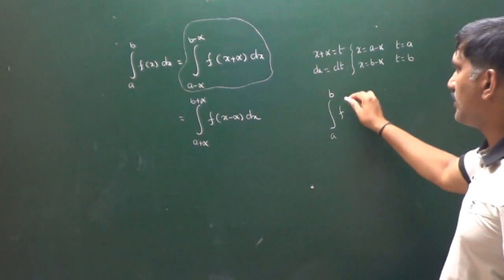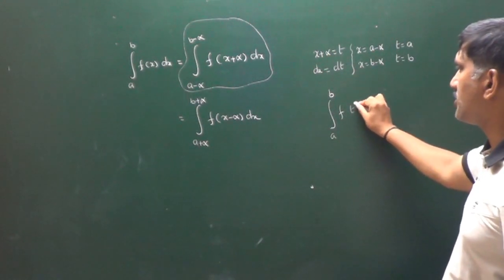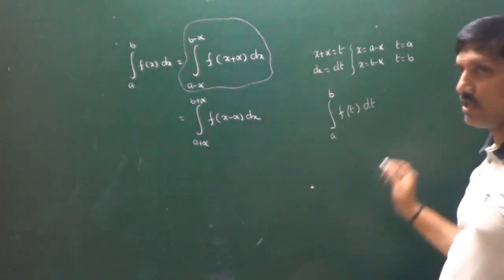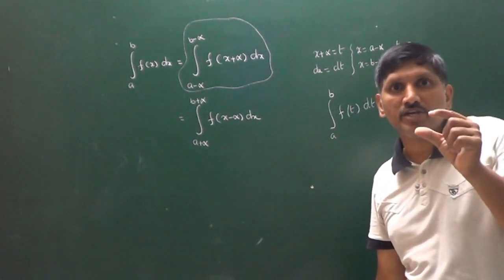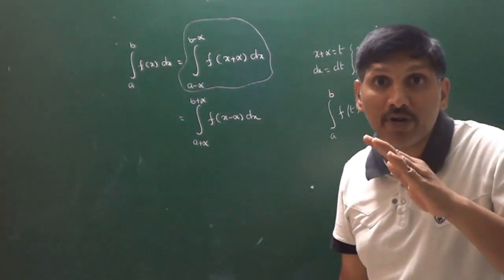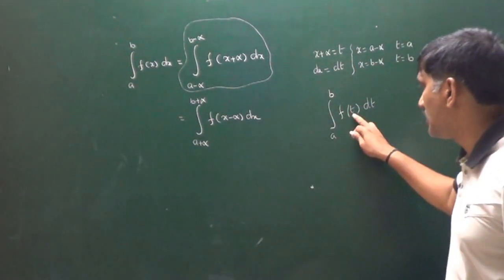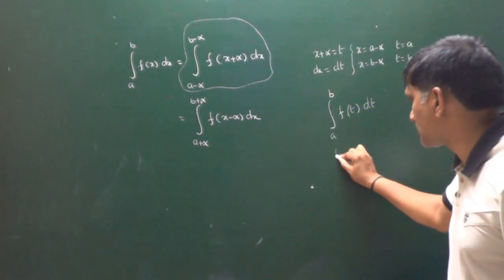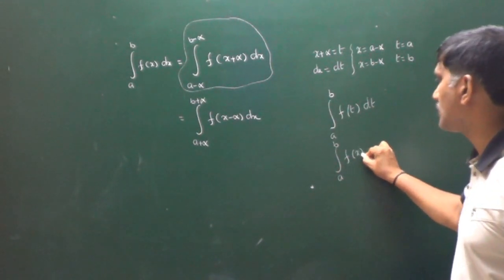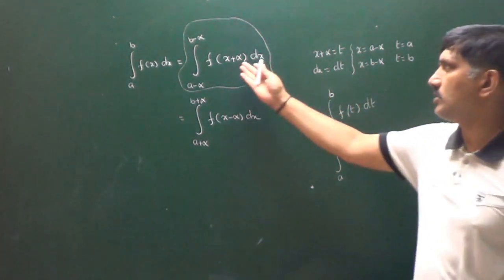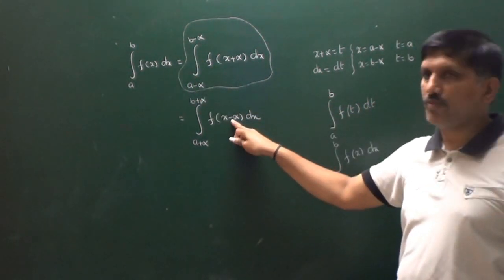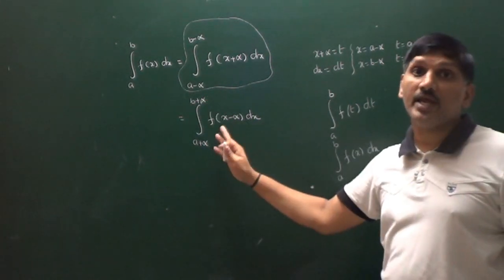In place of x plus alpha we write t, and in place of dx we write dt. Just as we discussed, the definite integral is independent of change of variable. It does not depend on the variable change. That's why we can change the variable here and write integral a to b f of x dx. In a similar way we can prove the other one. Here there is a subtraction, then for the limits there is an addition.